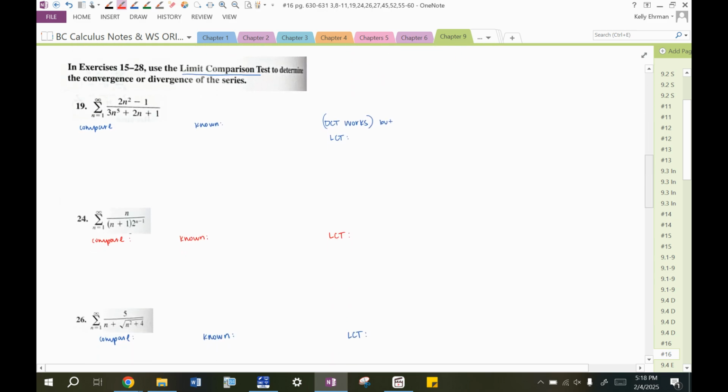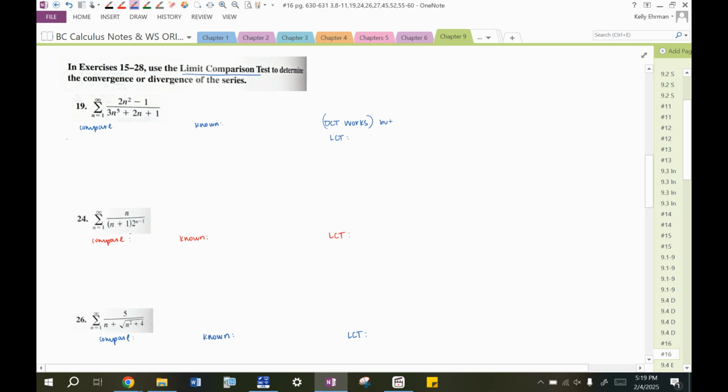Now, this section wants us to use the limit comparison test, and I would assume that you would do that if direct comparison test doesn't work. I'm still going to set up as if I'm not sure because, again, that's just good practice to get into for the AP test. I have not seen them specifically say on the AP test, use this test to show. You have to know which one to use.